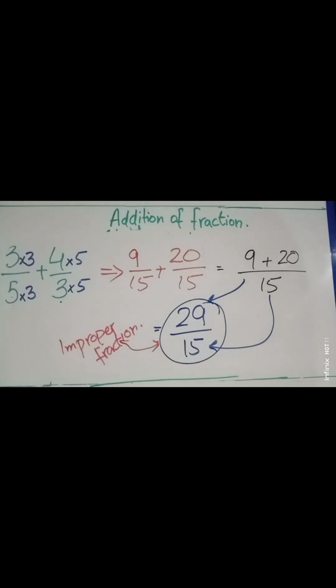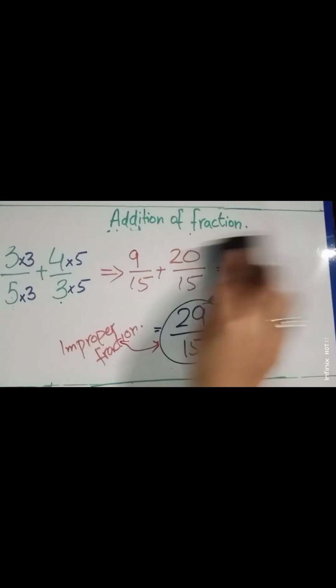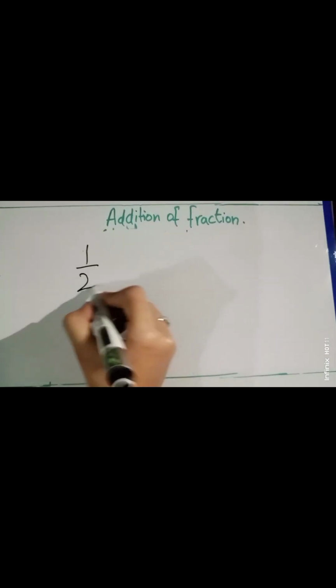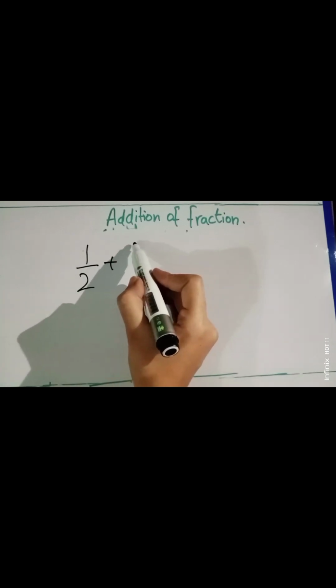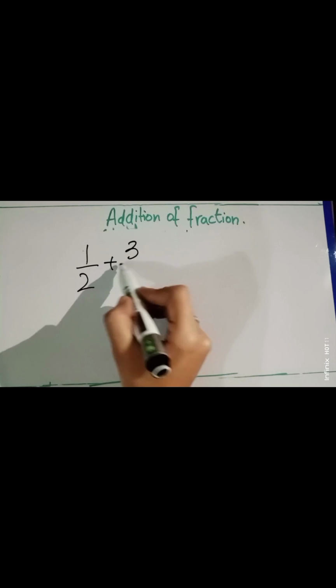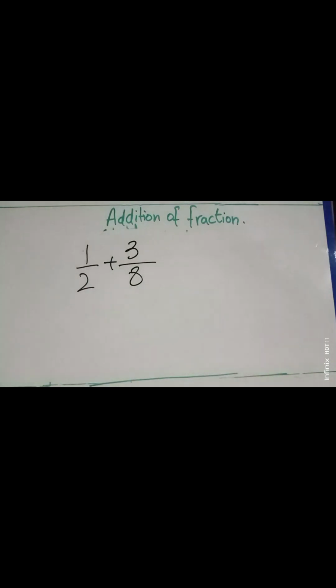See how easy it is to add fractions with the same denominator and even with different denominators. I hope the concept is clear to you. Now let's practice one more example with different denominators to make the concept even clearer. Here I have 1 by 2 plus, let's say, 3 by 8. Okay, now as you can see the denominators are not the same. We have to first make them the same.